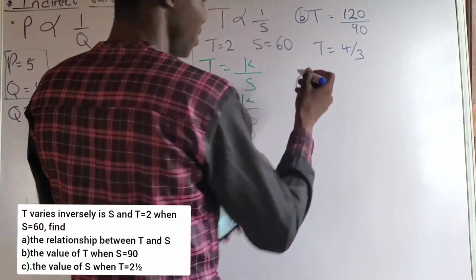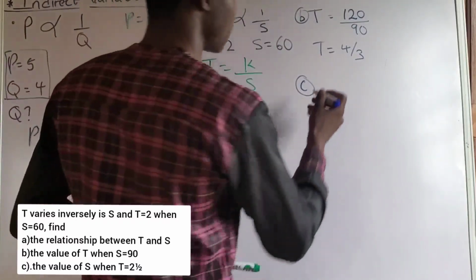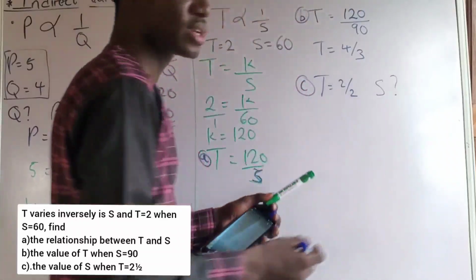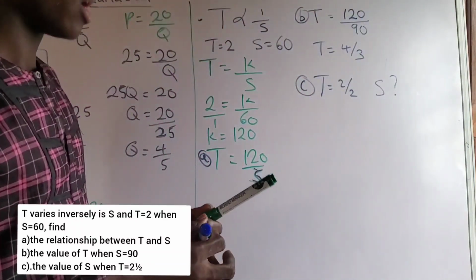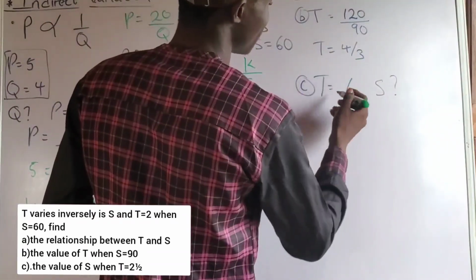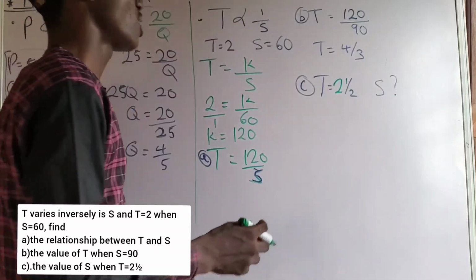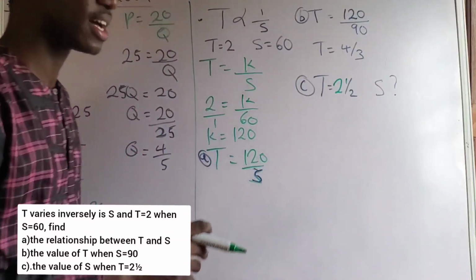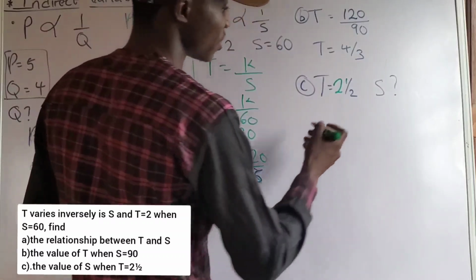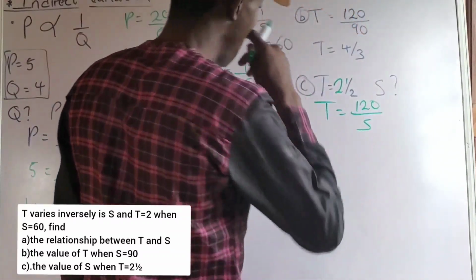Now, for question C, we are asked to find the value of S when T equals 2.5. How do we get the value of S? Well, all you have to do now is go back to the equation connecting T and S, which is T equals 120 over S.